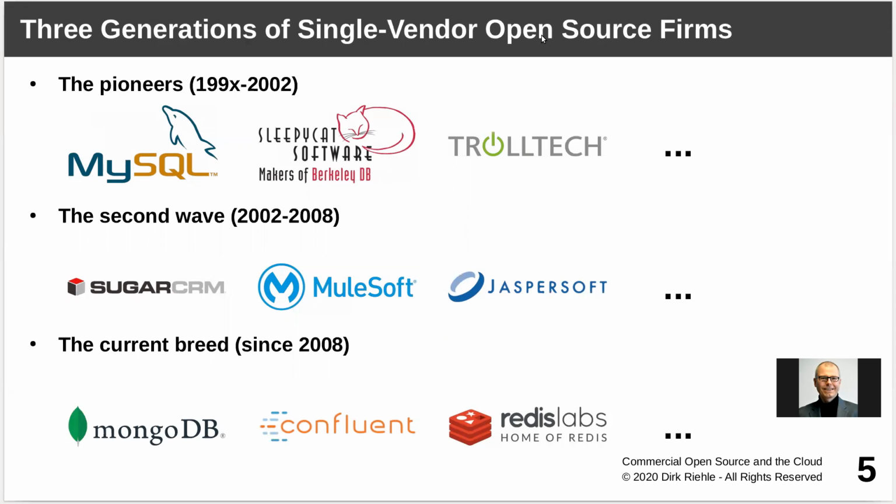By now, we've seen three generations, or we are in the third generation of these types of companies. The pioneers were just figuring it out. The second wave started in the 2000s when VCs learned that they could disrupt existing enterprise software using the strategy. And now we are facing what I call the current breed, since 2008. These are infrastructure companies mostly, so not business software companies. And the distinguishing factor is that they are moving into the cloud. So the cloud, as we will see in this talk, changes everything.